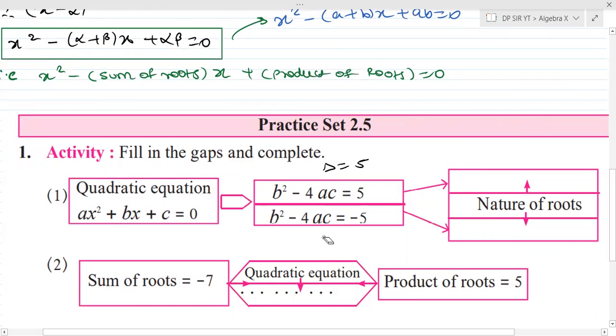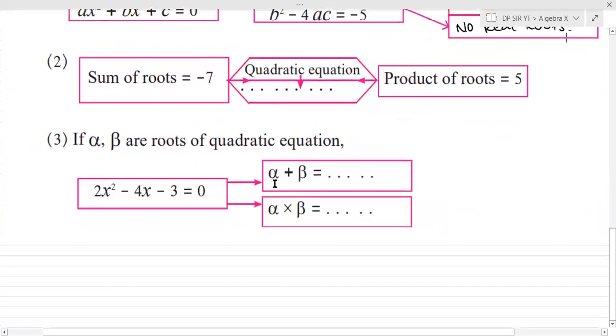Okay. So here you need to write the nature of roots. Here the 5 is greater than 0, below it is less than 0. Greater than 0 means roots are real and unequal, and below, no real roots. Okay. So real and unequal, and here it will be no real roots. Okay. Next, sum of roots is minus 7.